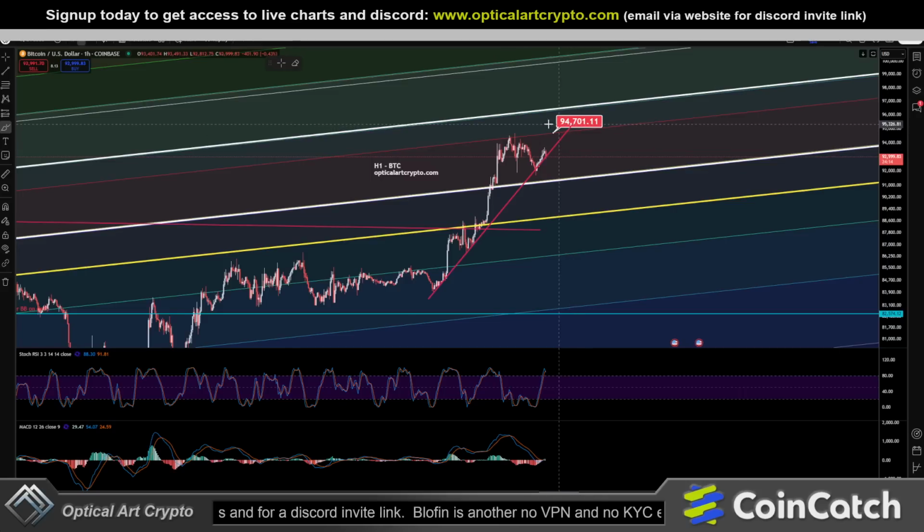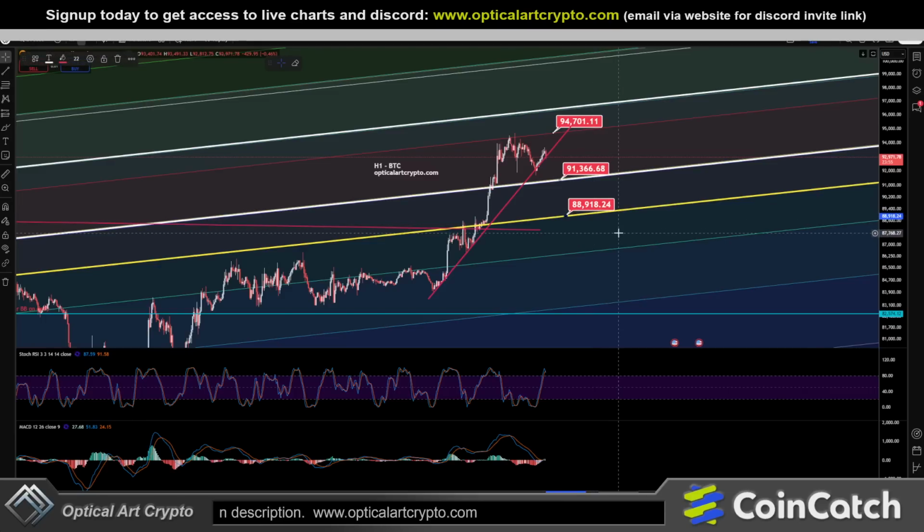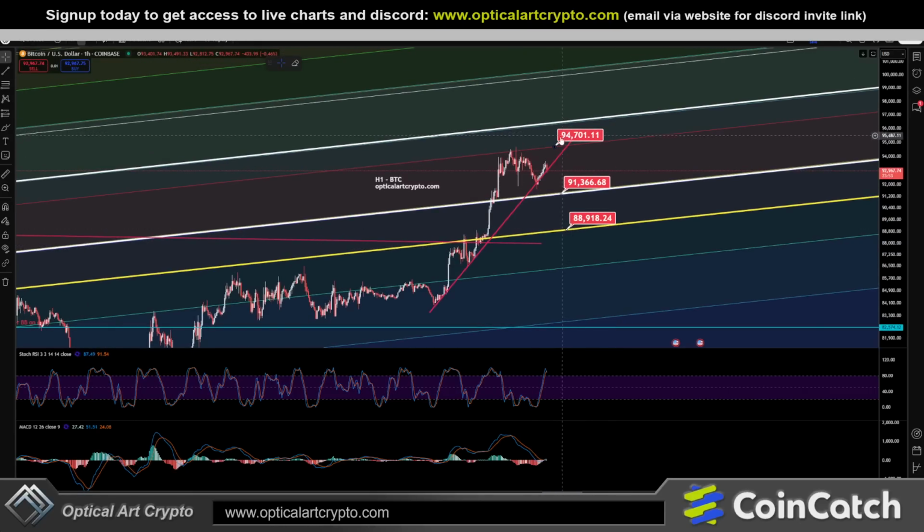So if we break the support level on the hourly, your next support level to pay attention to is around 91,469. That just barely coincides with filling the gap below, so it looks like we could have some downside in the short term. Your next major key support level below is around 88,900. And if we do get above 94,700, your next resistance level to pay attention to is around 96,440.